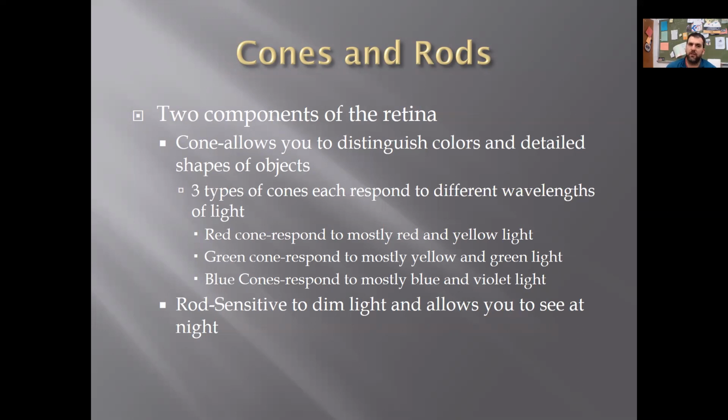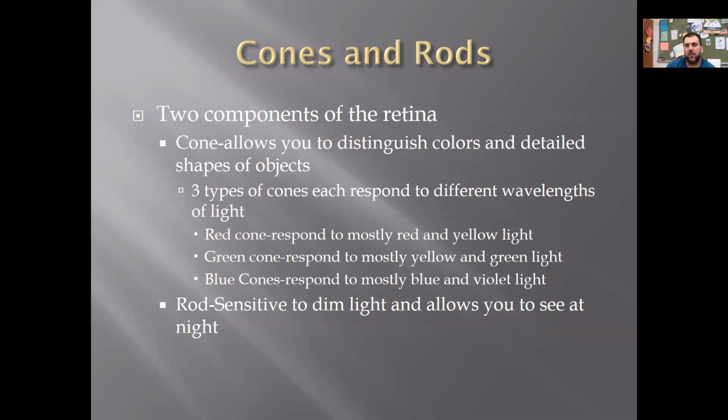Now, the question you ask: if there's only three different types of cones, how do we see different colors? We see different colors because, as we know, different colors, like red and green, make a certain color. So depending on how these cones are activated and how many of each cone are activated is how we see different shades of colors. It's very complex, but just know that how they're activated depends on the other colors that you can see. So your cones allow you to see color.